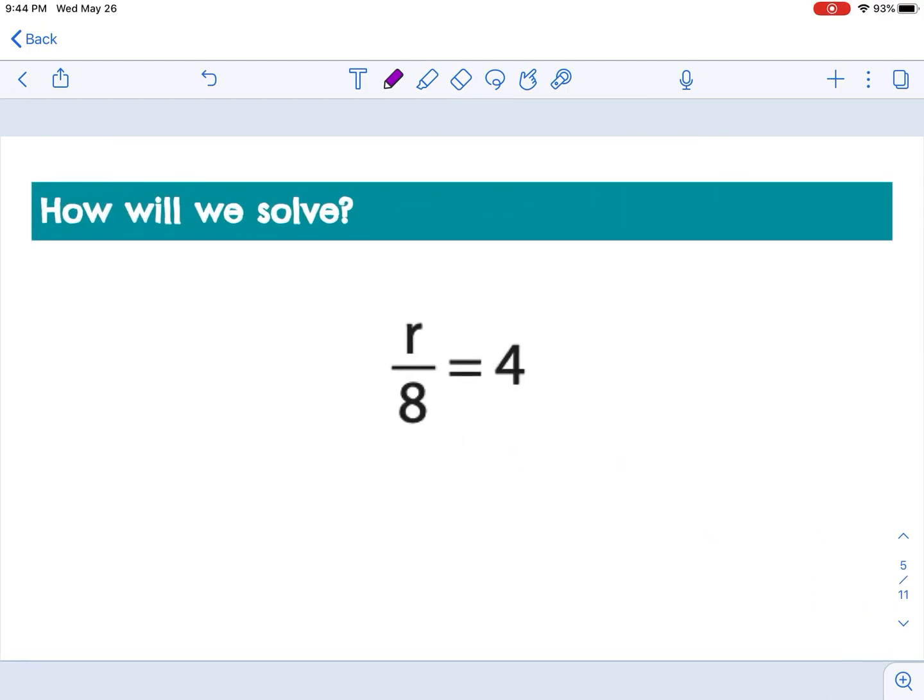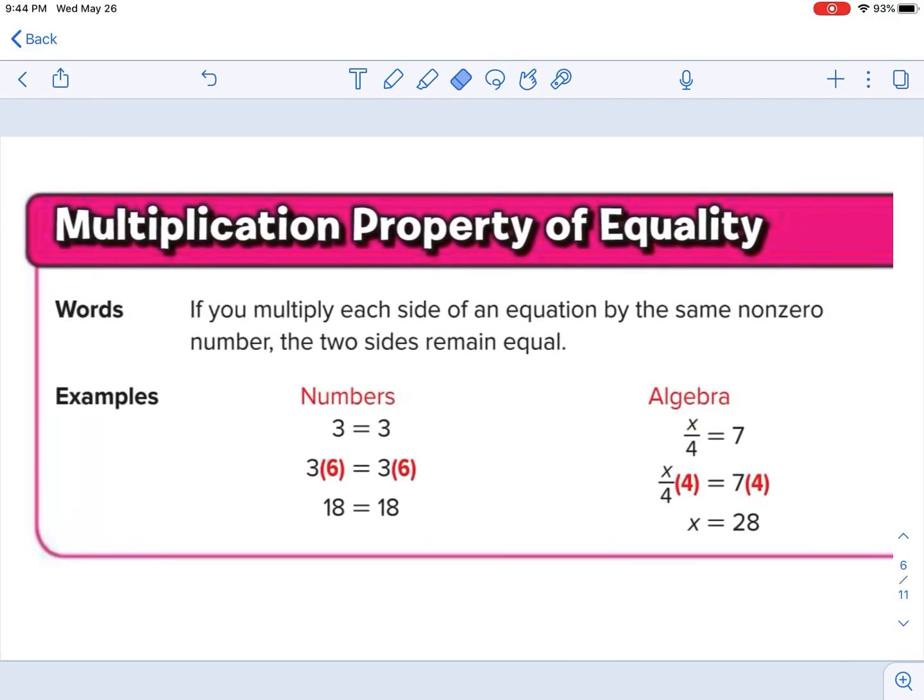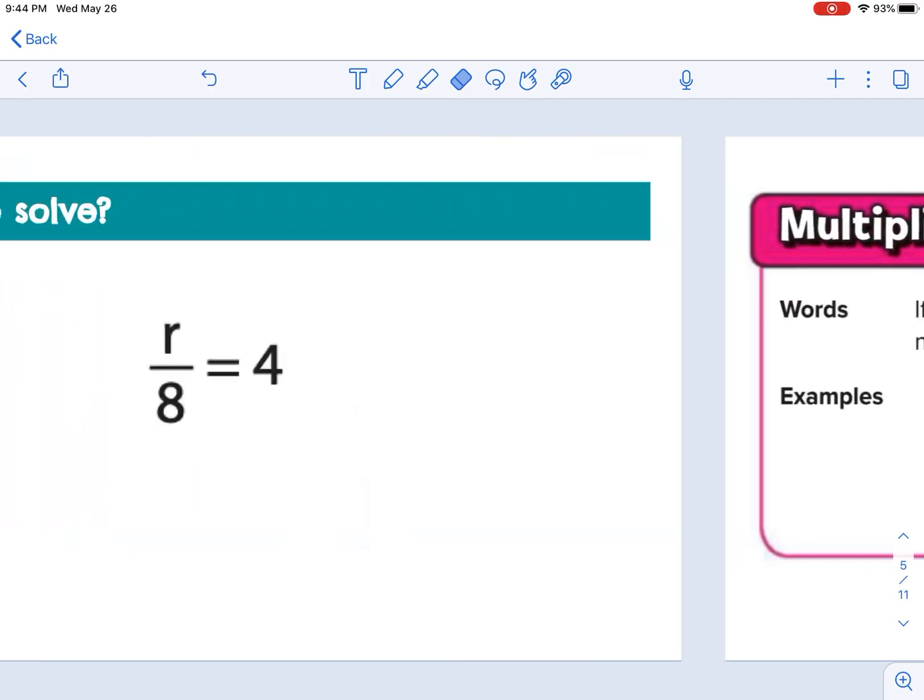So we have the equation r divided by 8. Remember that fraction line means divided by, so r over 8. If you need to see it a different way, that's the same thing as r divided by 8 equals 4. And we're going to think about how we're going to solve this equation. Remember that the opposite of division, or the inverse of division, is multiplication. So we're going to be using multiplication to solve a division equation.